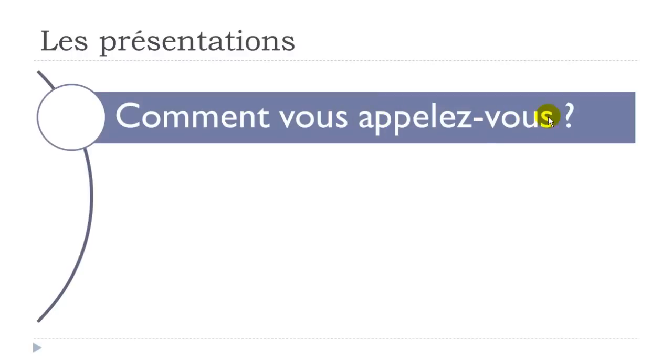We've been seeing in unit one, if my memory is correct, the verb s'appeler, so to call oneself. When you introduce yourself, you use this s'appeler verb. So that's the reason why it will look this way. Comment vous appelez-vous? So what's your name? How are you calling yourself? If you want a direct translation, it sounds a bit strange in English, but that's the question. Comment vous appelez-vous?